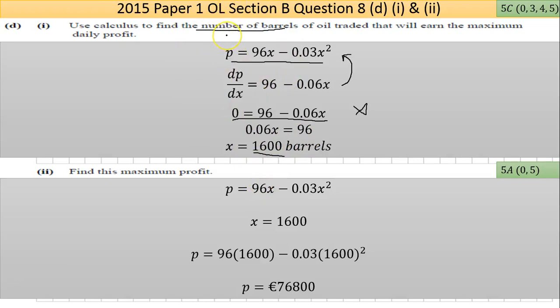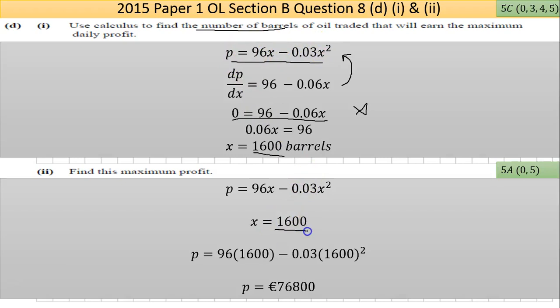Now, always or usually with max and min questions, they're going to want to find the y value, in this case the p value, and that will represent the maximum profit. So you use your original equation. This equation is describing profit relative to number of barrels.